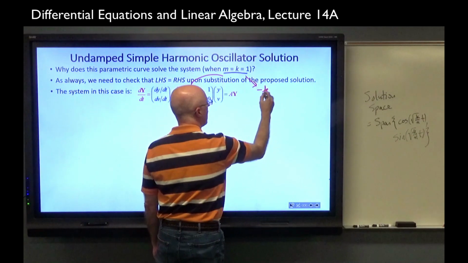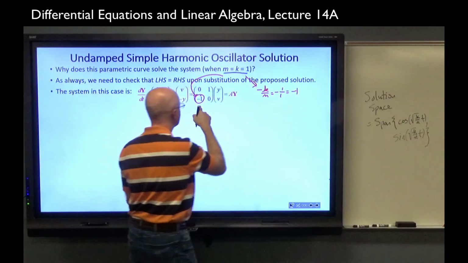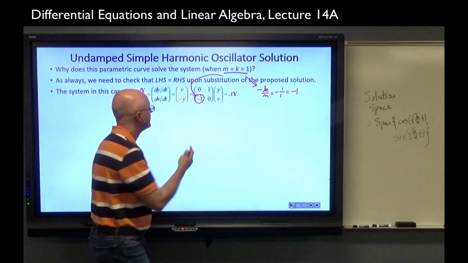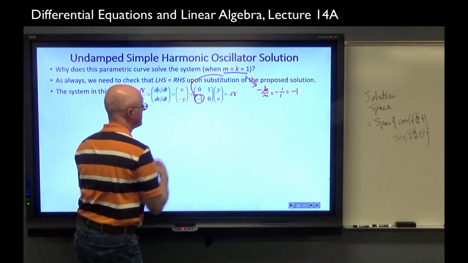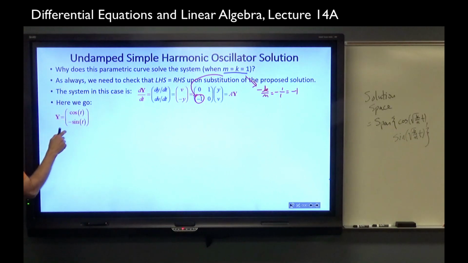Negative k over m is -1 over 1, which is -1. That's what goes there in the lower left corner of the matrix. This is the matrix for our system, so it's our capital A matrix. Our proposed solution is this parametric curve: little y equals cosine of t, little v equals negative sine t.